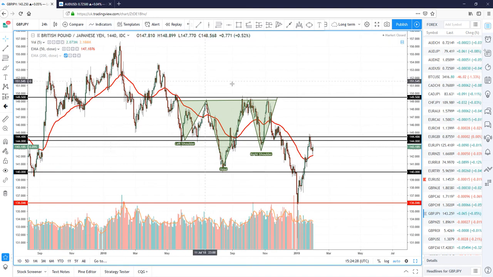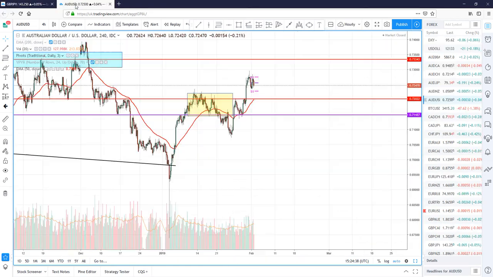I don't like it. Like I said, if we pull back down to 140 and we get some rejections like we have here, I had this inverse head and shoulders pattern, then yes, I would definitely be looking to make a buy there, most likely a short-term buy.